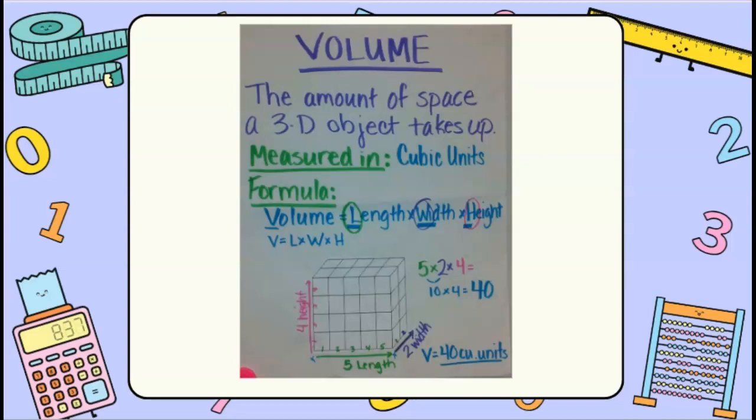So the algorithm for this specific skill is going to be our algorithm for volume. Volume is equal to length times width times height. We calculate volume in order to see the amount of space a 3D object takes up. Any 3D object has volume that can be calculated through this algorithm.